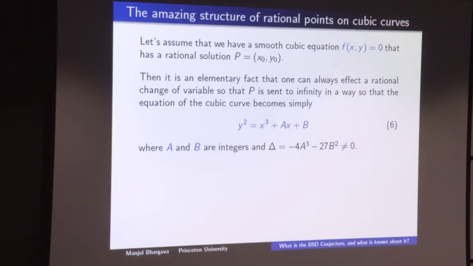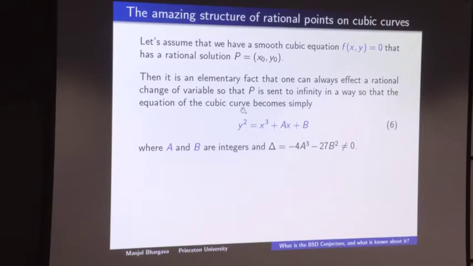For the equation to be smooth, it turns out that the discriminant of this cubic, we all learned the discriminant of a quadratic, the discriminant of this cubic is minus 4a cubed minus 27b squared. And if the graph is supposed to be smooth, then this discriminant, minus 4a cubed minus 27b squared, has to be non-zero. Okay, and then that basically describes all cubic equations that have a rational point.